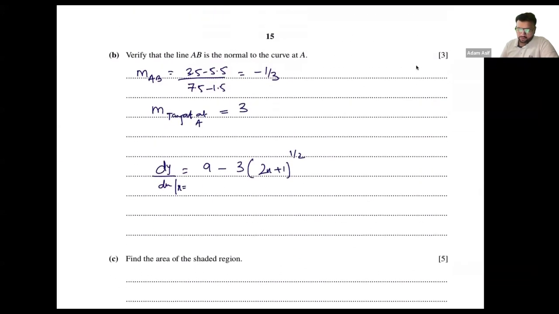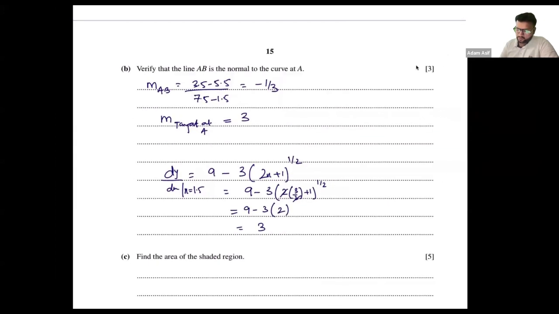So when we plug in 1.5 in place of x, what do we get? 1.5 means 3 upon 2. The square root of 4 is 2. 9 minus 6 is 3. Is it the same? Okay.